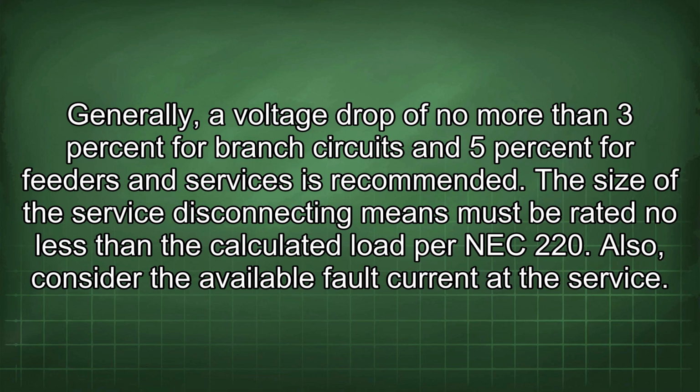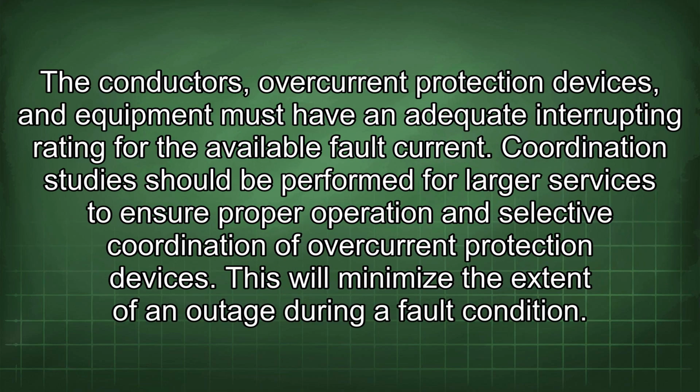The size of the service disconnecting means must be rated no less than the calculated load per NEC 220. Also, consider the available fault current at the service. The conductors, overcurrent protection devices, and equipment must have an adequate interrupting rating for the available fault current. Coordination studies should be performed for larger services to ensure proper operation and selective coordination of overcurrent protection devices. This will minimize the extent of an outage during a fault condition.